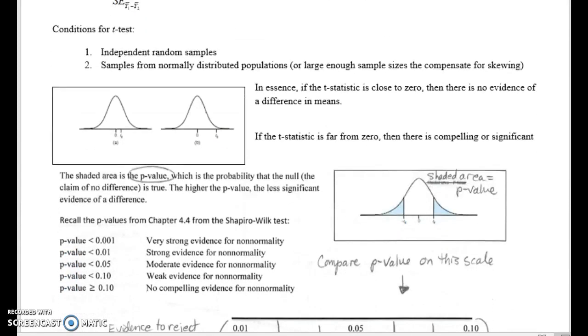So the conditions, again: independent random samples. Samples are from normally distributed populations. We try to check for skewing. If the samples are pretty small, we are concerned if there's some significant skewing.